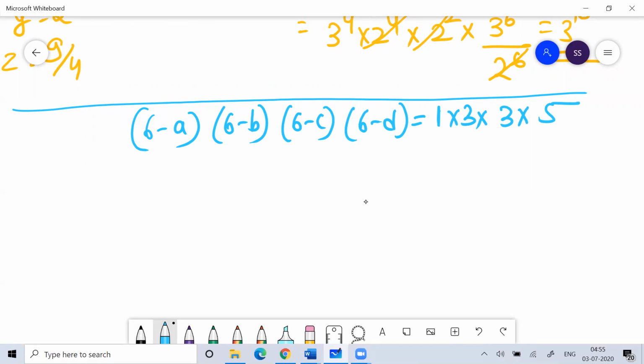Because a, b, c, d should be distinct natural numbers, only one way is left: I have to take a number positive and negative. Means one 3 should be positive and one 3 should be negative. Then only that is possible. So I have to think this way. I have to take one 3 as positive, and one 3 as negative.